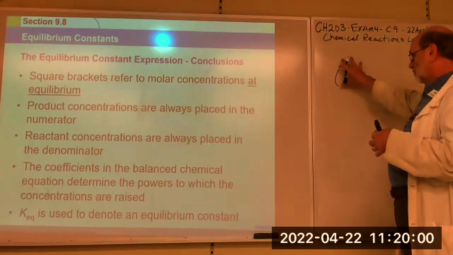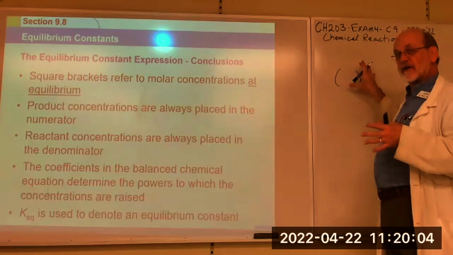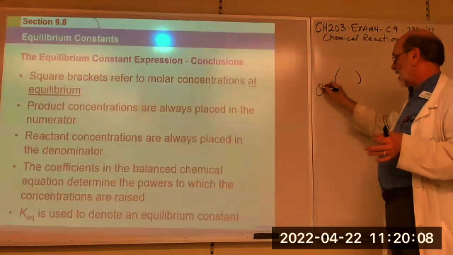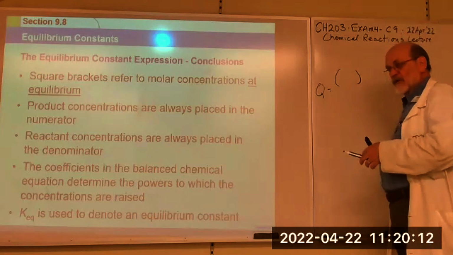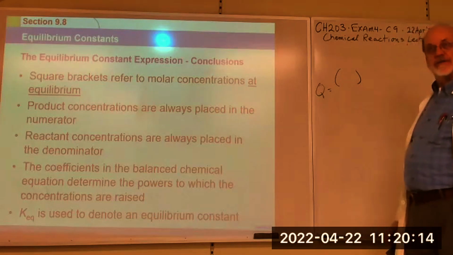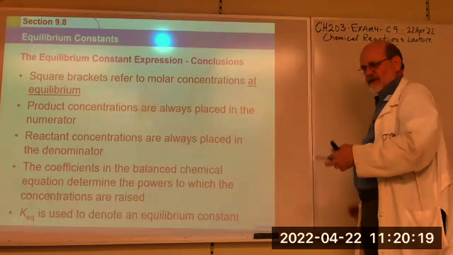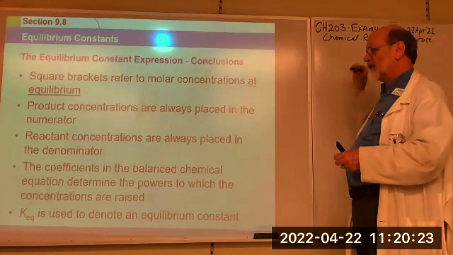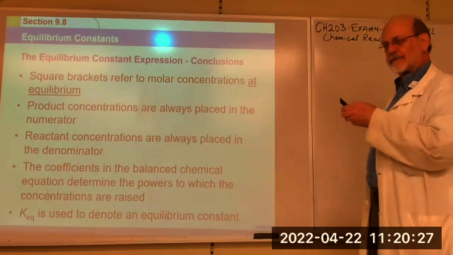Now, if you used the current status, not equilibrium, then you're not calculating a K. You're calculating a Q, which means reaction quotient. And this is useful, but I don't think in this class we're going to get that far. I'm just throwing that out there so you won't be blindsided if you ever see it again.